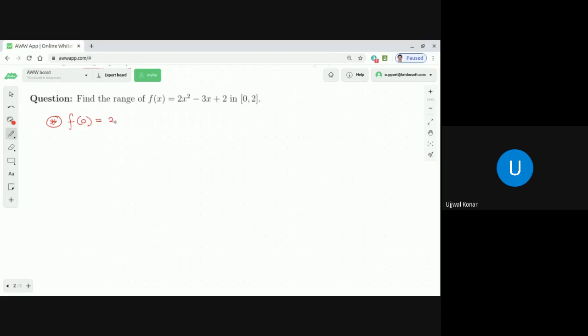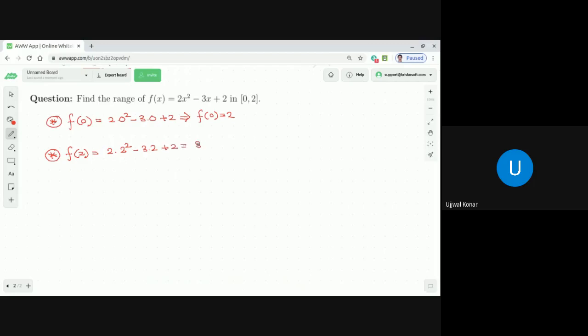So f(0) is 2 into 0 square minus 3 into 0 plus 2. So we get the value of f(0) equal to 2. Correct, dear students? The next one, what you need to find? You need to find the value at f(2). What is f(2)? f(2) is 2 into 2 square minus 3 into 2 plus 2.